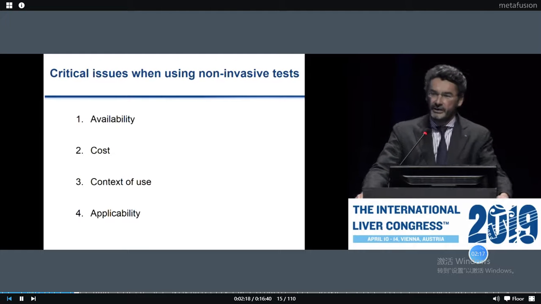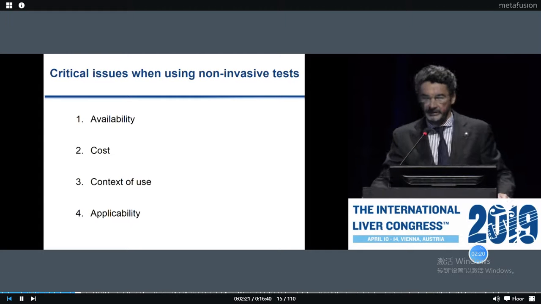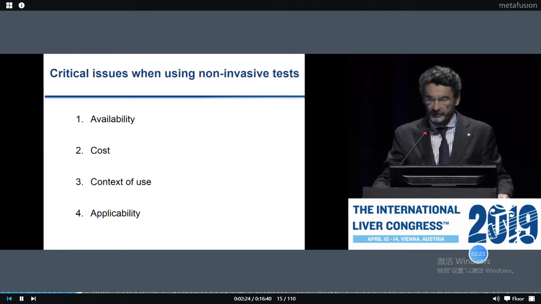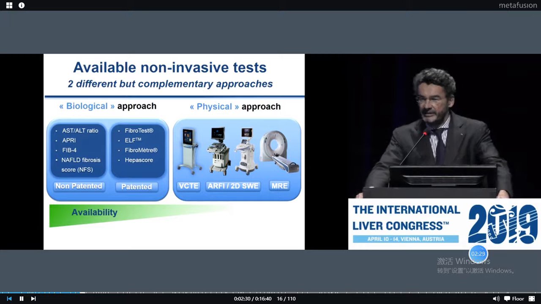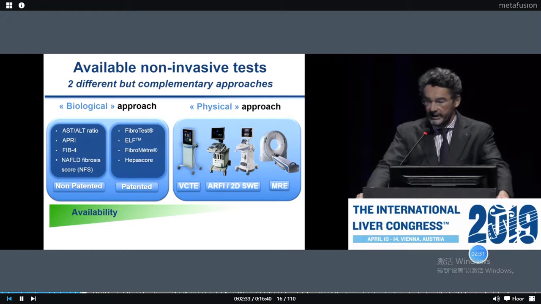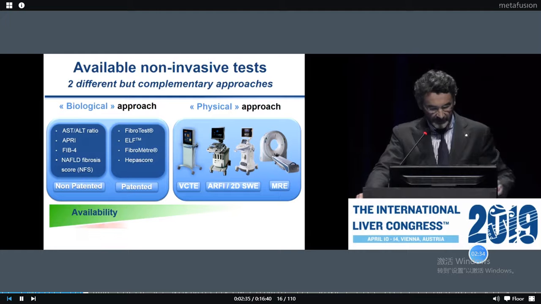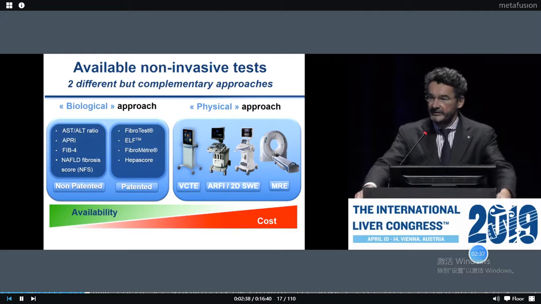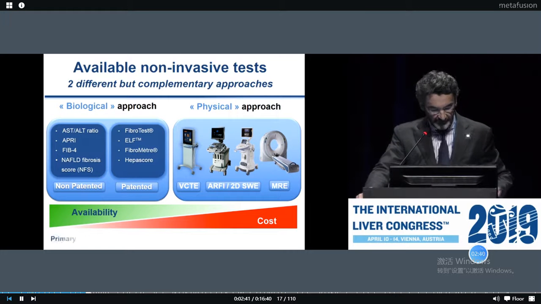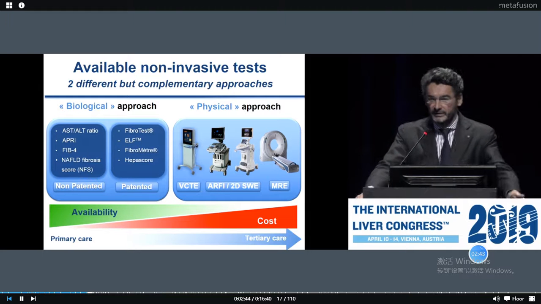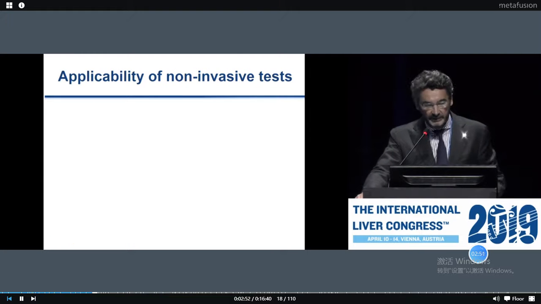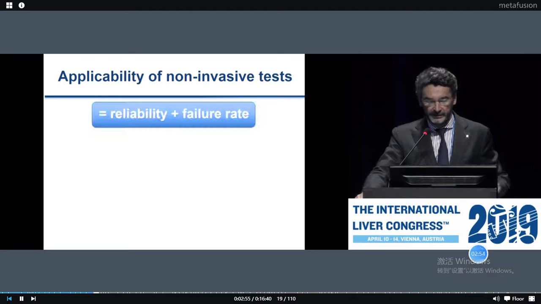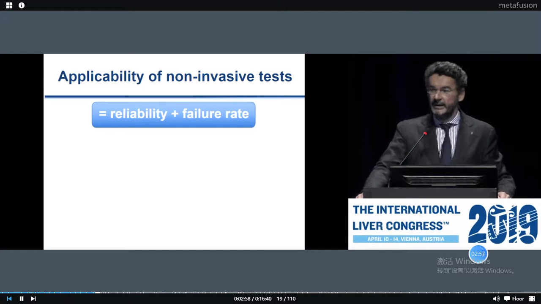Now, there are critical issues when using non-invasive tests: availability, cost, context of use, and applicability. For instance, the non-patented biomarkers are widely available, whereas MR elastography is not widely available. And they also come for free, which is not the case of MRE, for instance. And this influences, of course, the context of use. You're more prone to use biomarkers in primary care than very sophisticated technology. This is common sense. Applicability also is very important and has to be taken into account. It's reliability and failure rate.